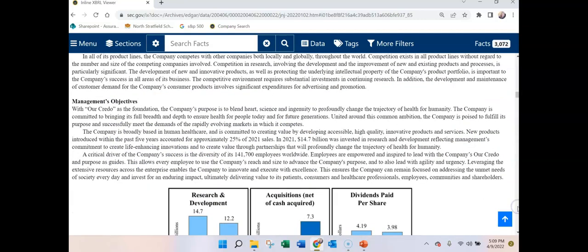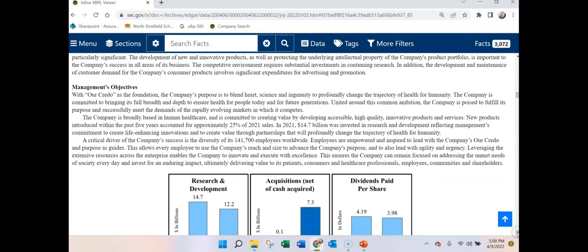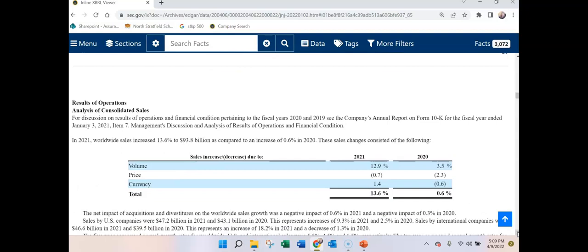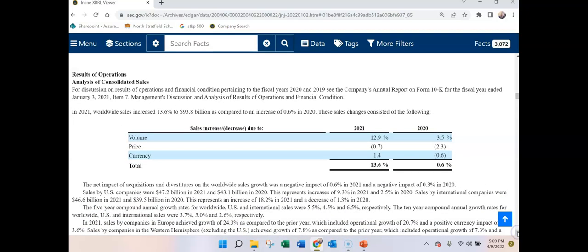I'm just going to kind of scroll through here until I see anything about sales volume. Typically, we're going to see some visuals from management to try to capture our attention and show off what they want to show off. And here we see the volume. We see the worldwide sales increased almost 14%, and volume increased over the prior year 12.9%.